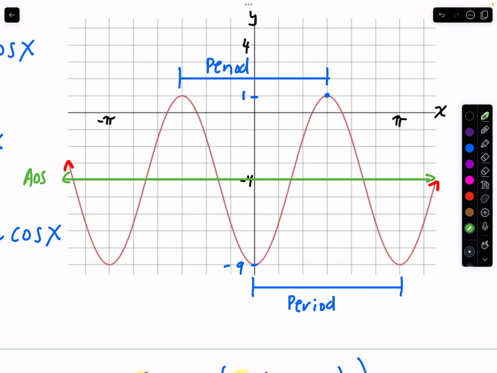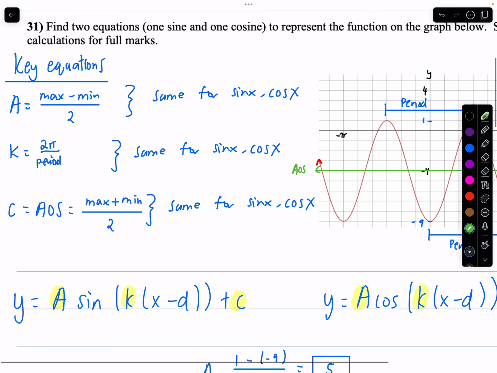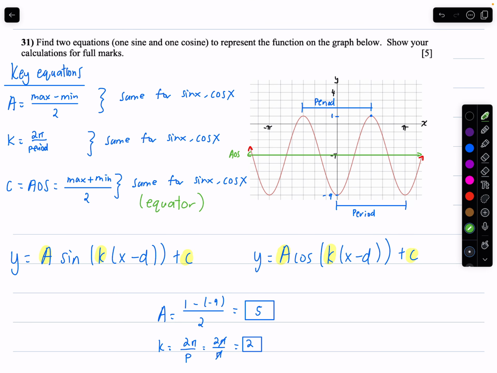And you want to think of the axis of symmetry as the equator. I like using this word, equator, right? Just how the Earth has an equator, the sine wave and the cos wave has an equator or a middle line that's called the axis of symmetry.